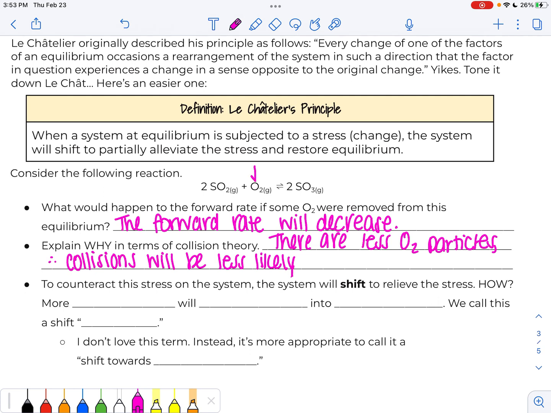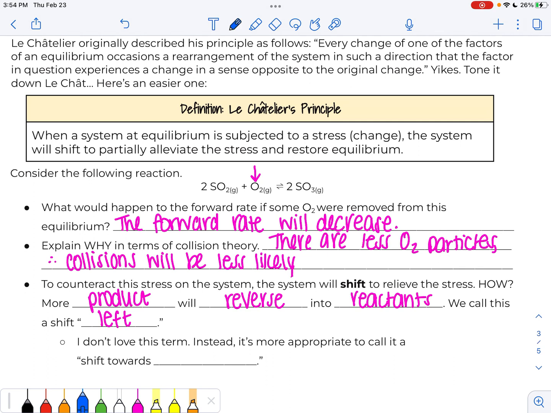But how? If I take out some of the oxygen in the system, I am decreasing the amount of oxygen particles available. That means that my system has to go back the other way to increase the amount of oxygen that I took out. So more product will reverse into reactants. So we call this a shift left. It's all based on directionality.